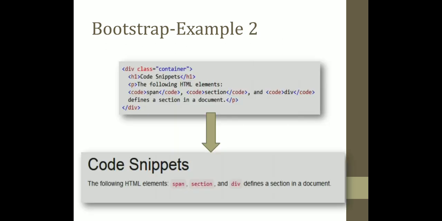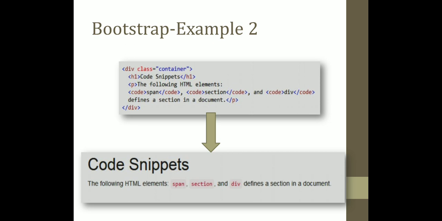Then we will see the second code snippet for example second. So here we have used a div class with the name container, and a heading we have given code snippets, and a paragraph we have used with lots of elements like code. In that we have used the span. Again in code we have used section and code with the div directives that define a section in a document. So all these things are provided in the paragraph. So let's see what will be the output.